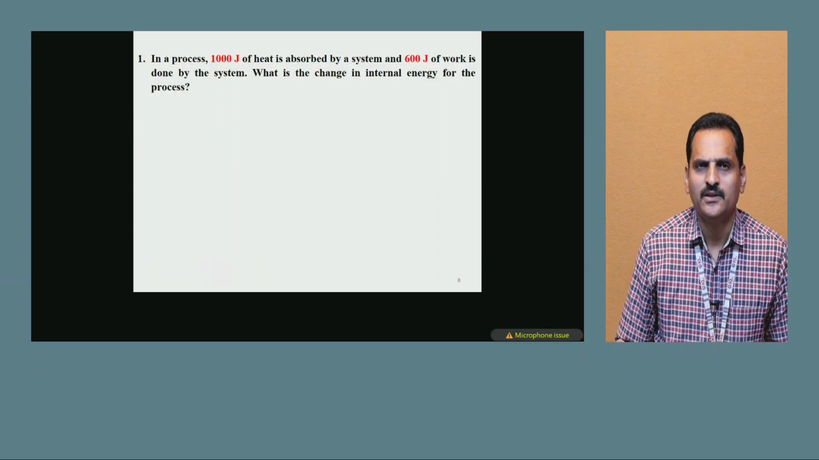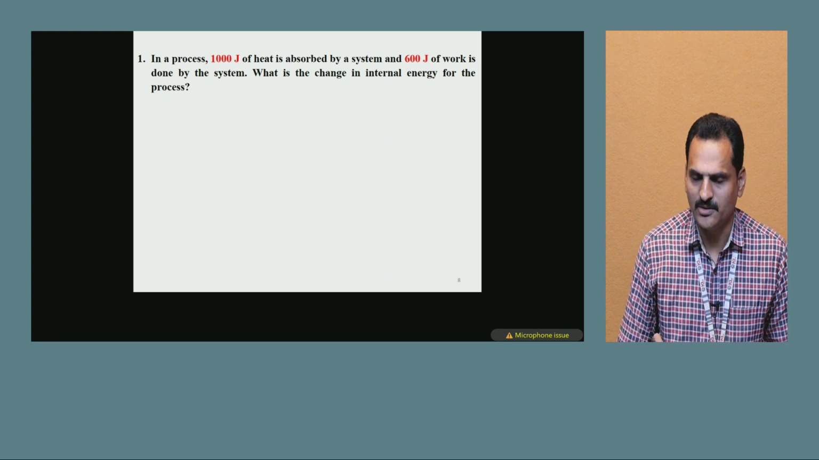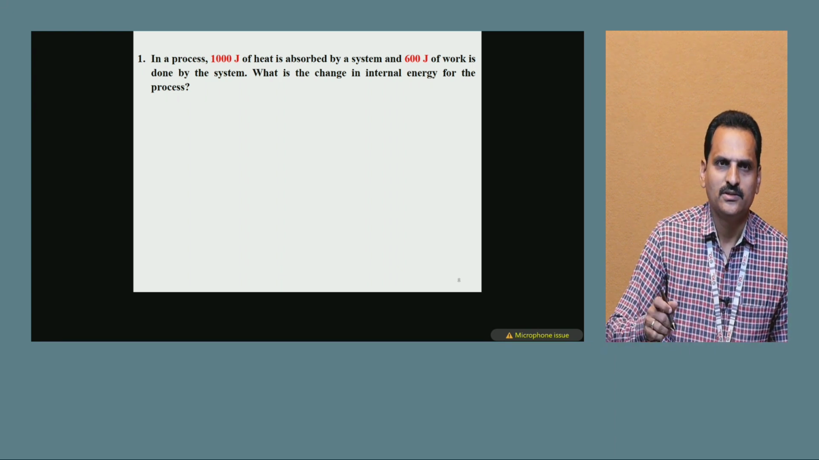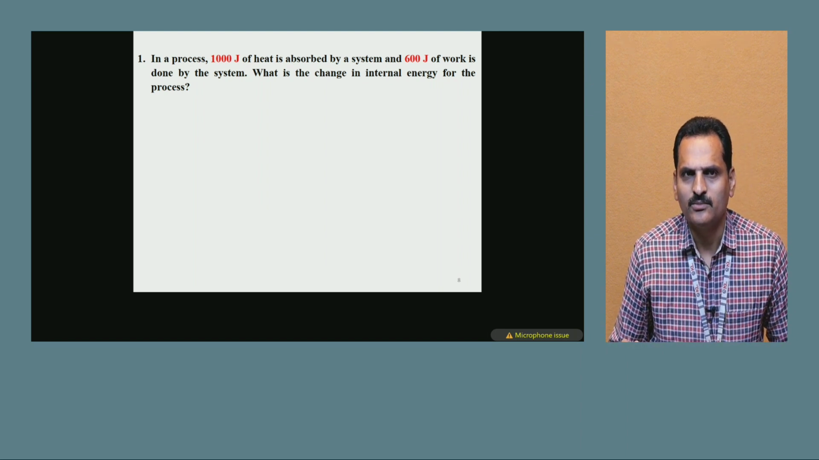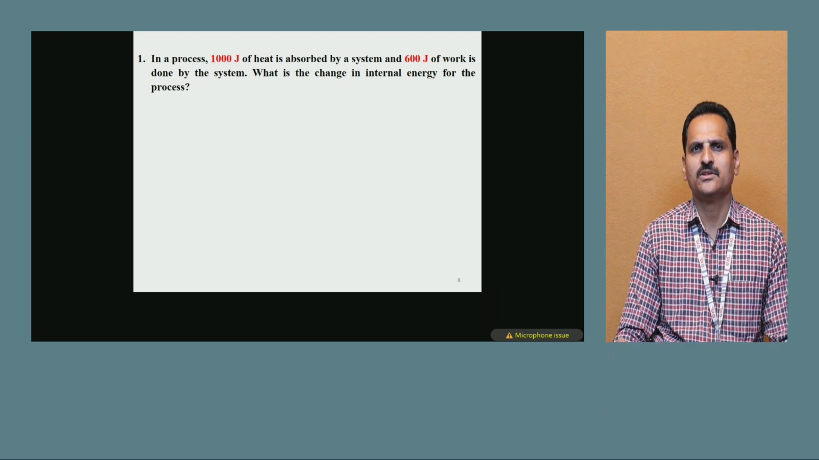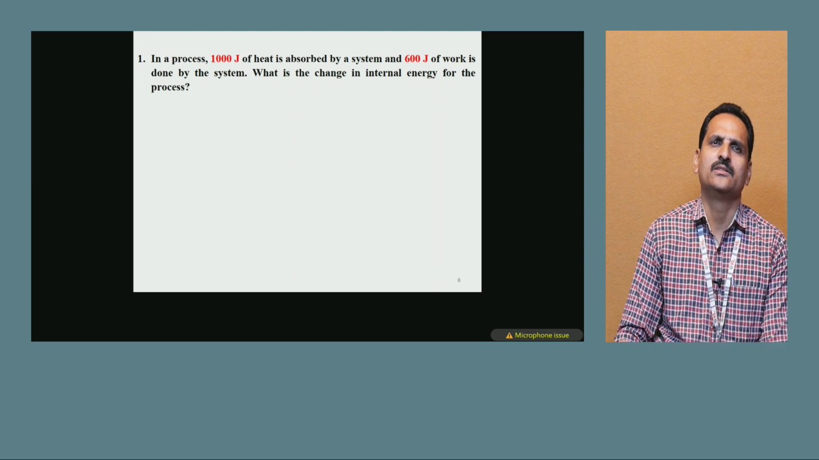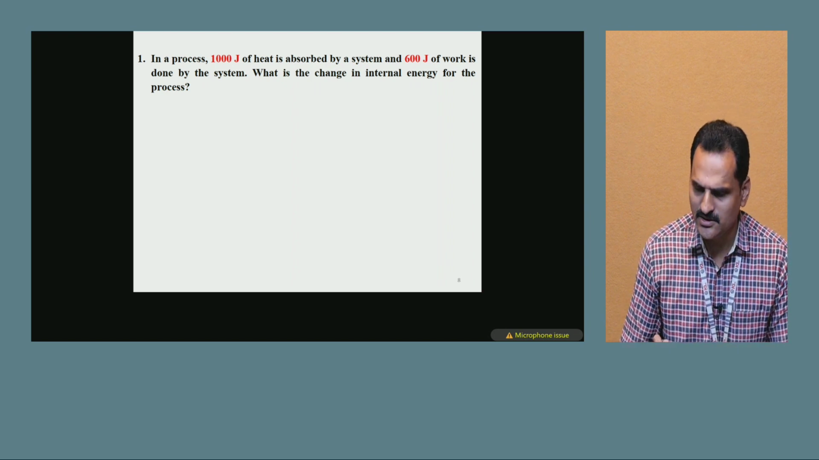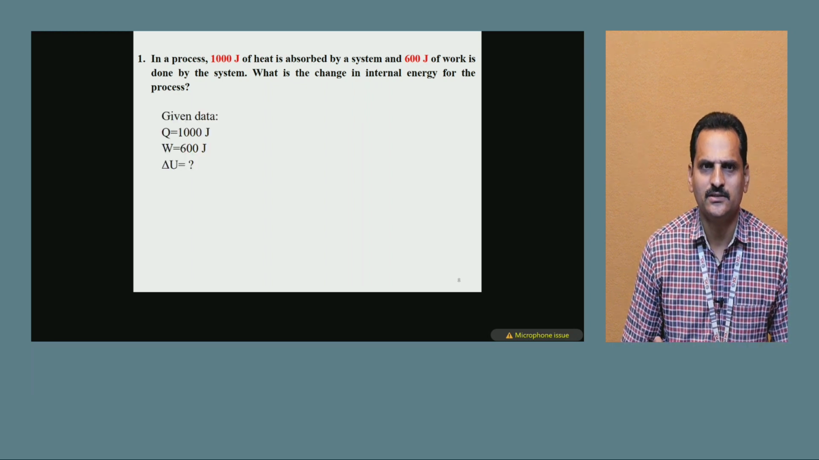Dear students, let's solve some numericals based on the first law of thermodynamics. So this is the numerical given based on the first law of thermodynamics. In a process, 1000 joules of heat is absorbed by the system and 600 joules of work is done by the system. What is the change in the internal energy of this process? First write down the given data.